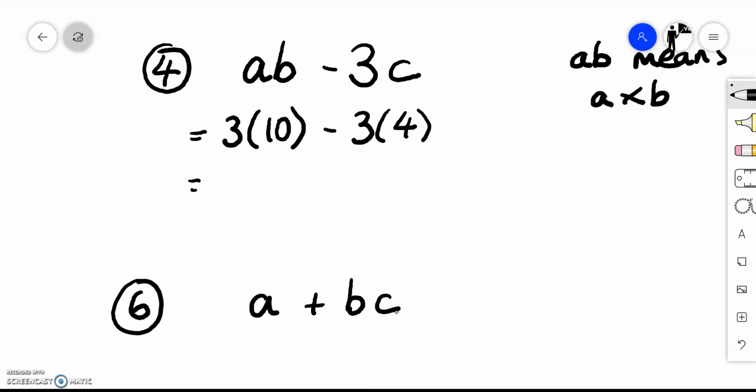Hopefully it's quite clear what you have to do here. 3 lots of 10. We're subtracting 3 lots of 4. 30 take away 12 is 18.